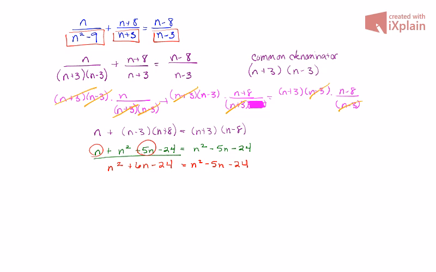Okay, let's clean this up further. Okay, we should still try to combine like terms. So I'm going to add 24 to both sides. And lucky me, those actually will cancel each other out. I'm actually going to also go ahead and subtract an n squared from both sides. And those will cancel each other out, leaving me with a 6n is equal to a negative 5n.